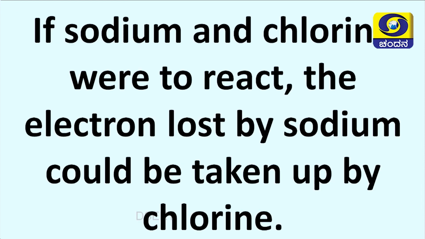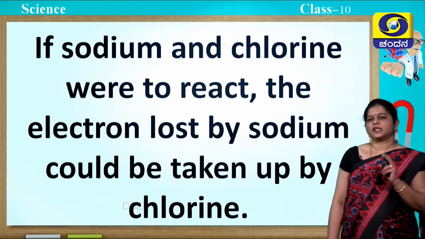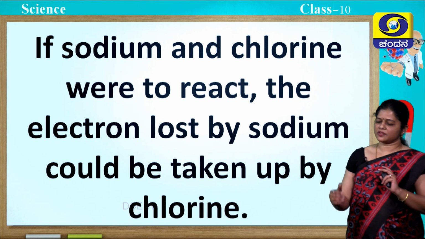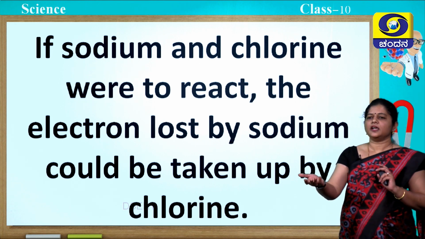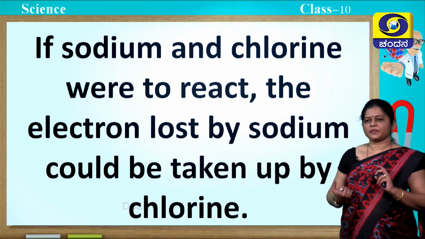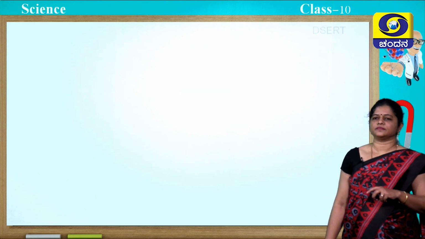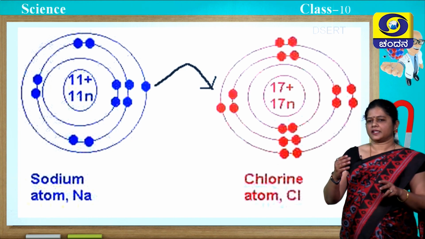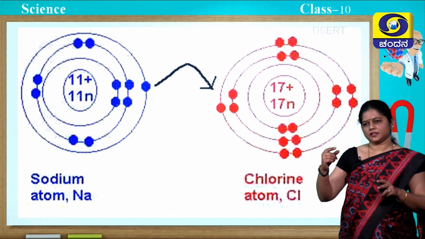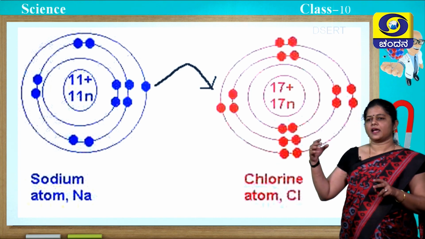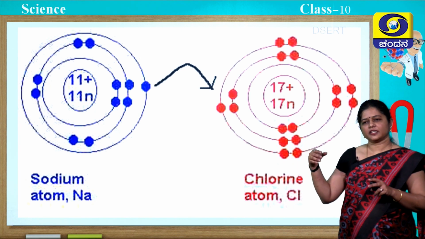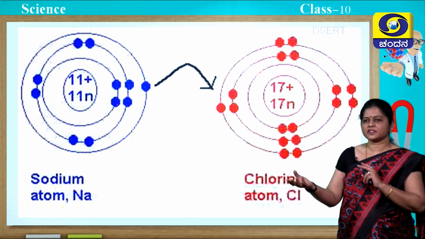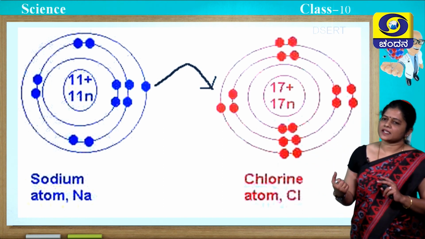If sodium and chlorine were to react, then the electron lost by sodium could be taken up by the chlorine. So, if sodium is giving one electron, the chlorine can accept that electron. Now, you can see here the sodium atom has got one electron in its outermost shell and the chlorine has got 7 electrons in its outermost shell. So, when sodium donates or transfers one electron, the chlorine can easily accept this electron.